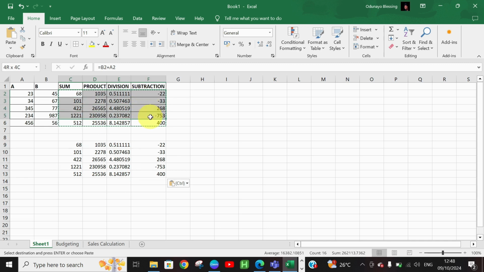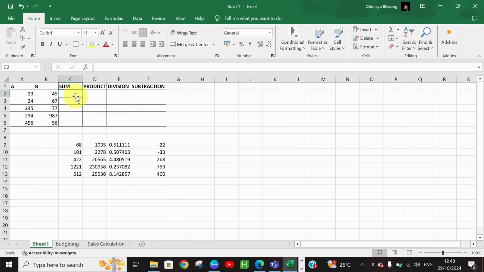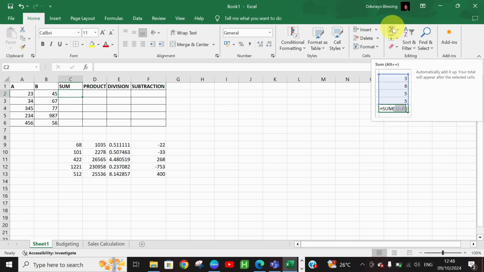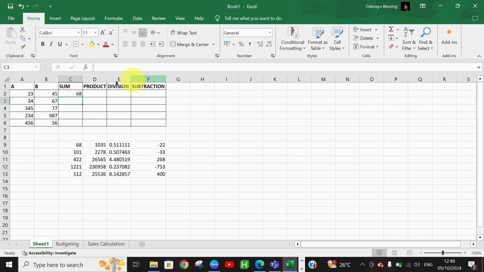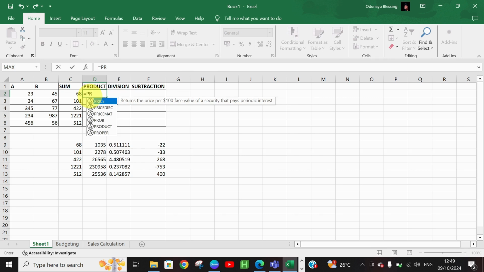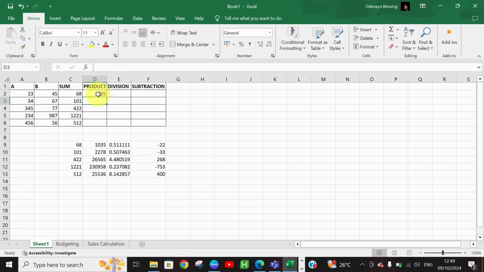Now, I'll be erasing all of this. For us to get the sum, you can as well just use this auto sum. You notice that the answer is the same. For the product, I can as well do product A2 comma B2. You notice it's the same answer.